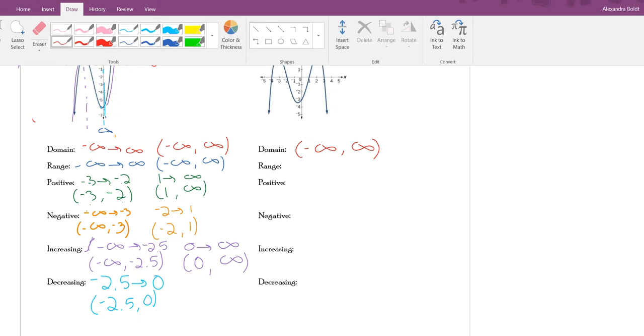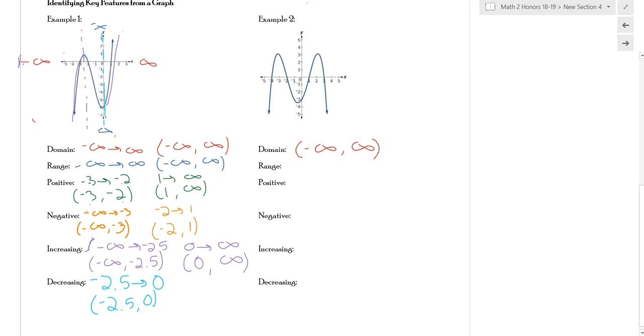Then our range, how far down our graph goes, from the bottom to the top. So this goes down forever. And then it does not go up forever. My highest point is right here, which is at 3. So sometimes I'll draw a line across to see where it is. So our range is going from negative infinity till 3. This is the only one that uses the y value.